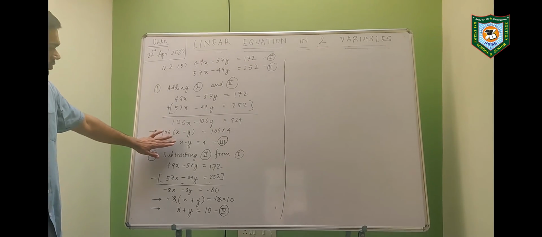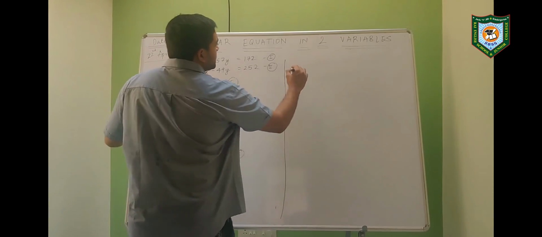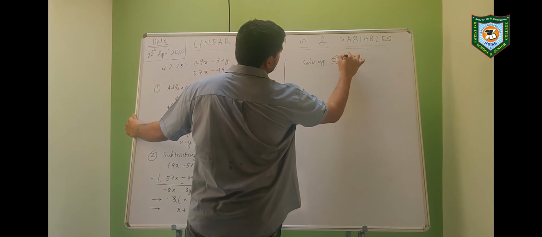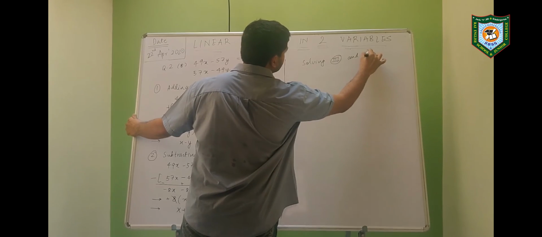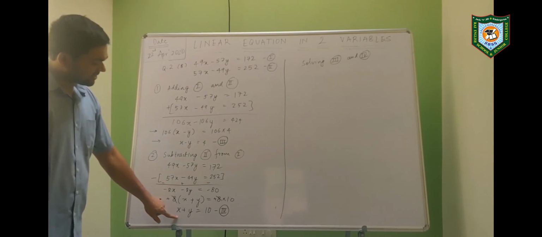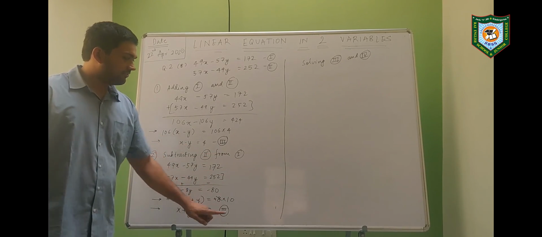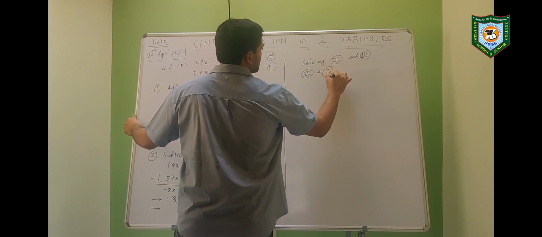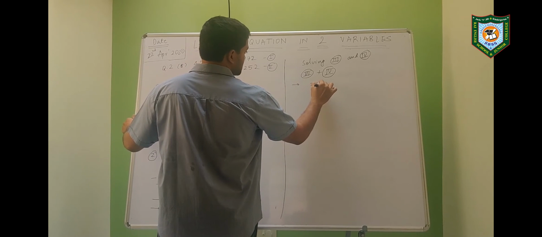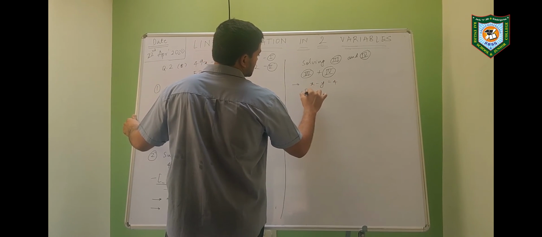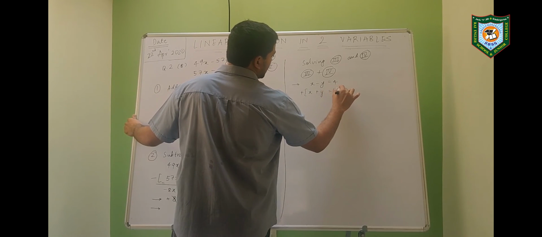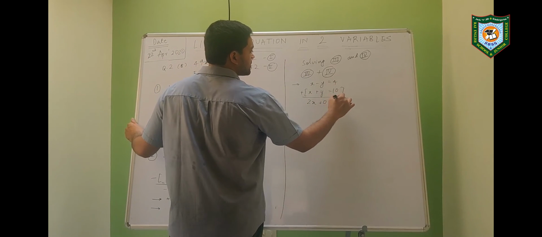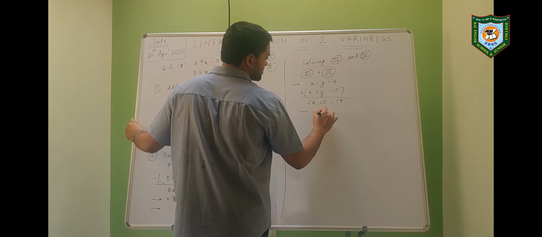Now I can very easily solve equation number 3, equation number 4. Solving 3 and 4. So as I see, I have minus here, I have plus here. All I have to do is add 3 and 4. This will give me x minus y is equal to 4 plus x plus y is equal to 10. x plus x, 2x, minus y plus y is 0, and 10 plus 4 is 14. This gives me x is equal to 7.